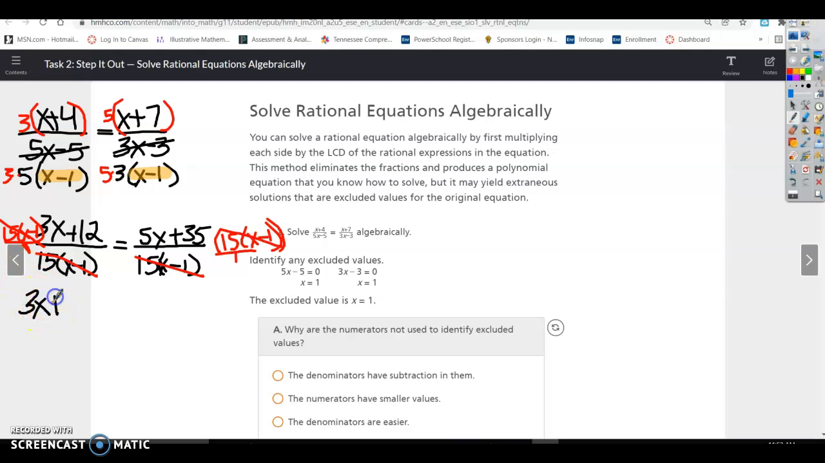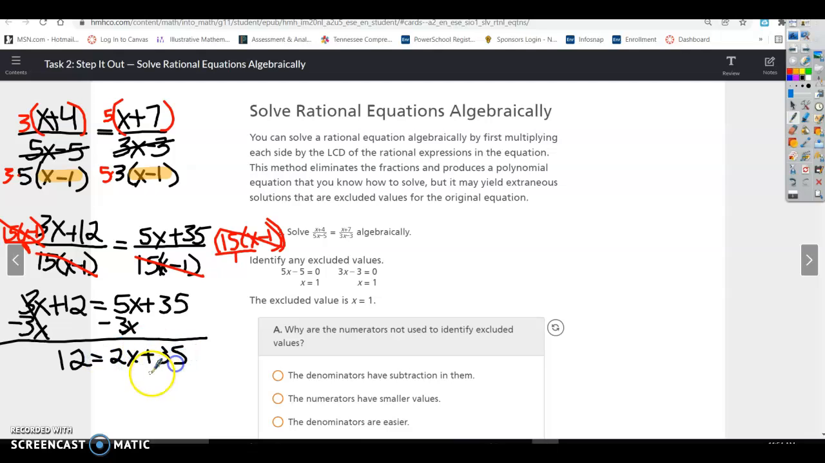So now we're left with 3x plus 12 equals 5x plus 35, and now this is just a simple 2 or 3 step equation. So I'm going to subtract 3x. So I've got 12 equals 2x plus 35. Subtract 35. So I'm going to have 2x equals minus 23. And divide by 2. X equals negative 11.5.